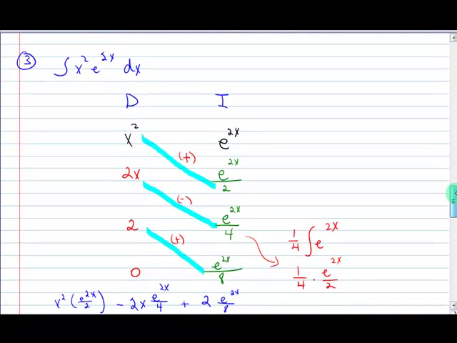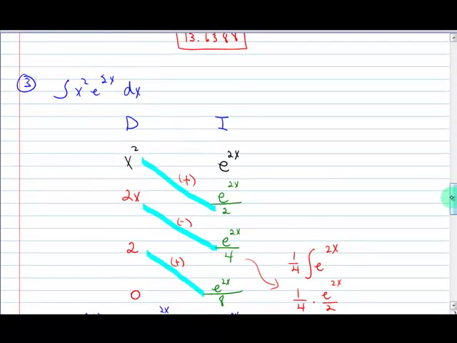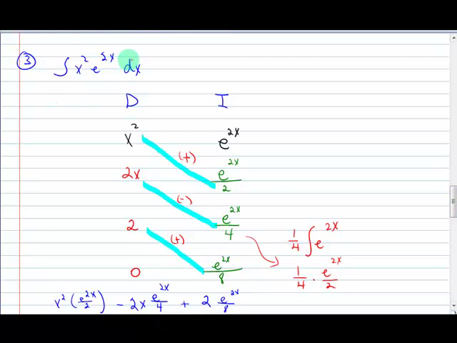Here's one done with the tabular method, number 3. You had x squared e to the 2x dx. Well, derivative column, and we did this all the way to 0. You start out with x squared, the derivative of that is 2x, the derivative of that is 2, and the derivative of 2 is 0. The other part, e to the 2x, when you take the integral, you get e to the 2x over 2. Take the integral of that, you get e to the 2x over 4 and e to the 2x over 8. And I've kind of shown you over here what's happening when I say that's what it is.